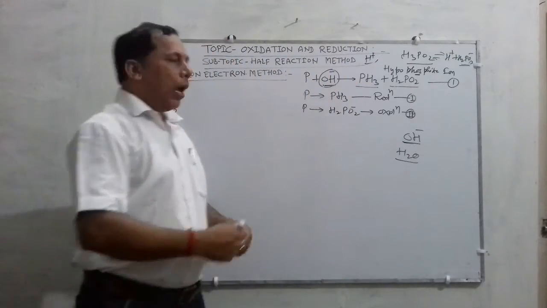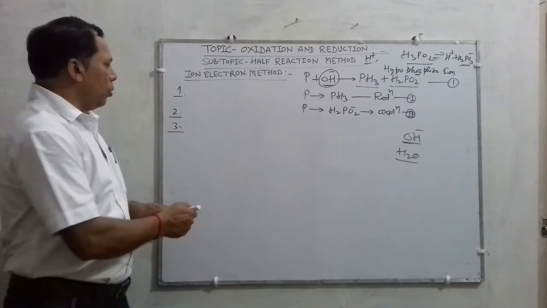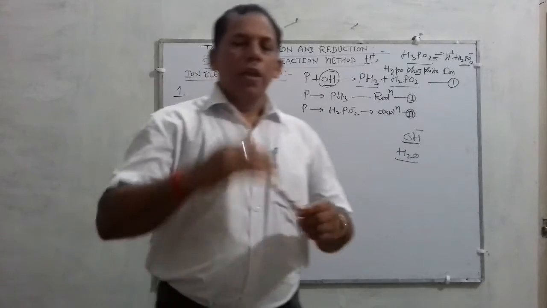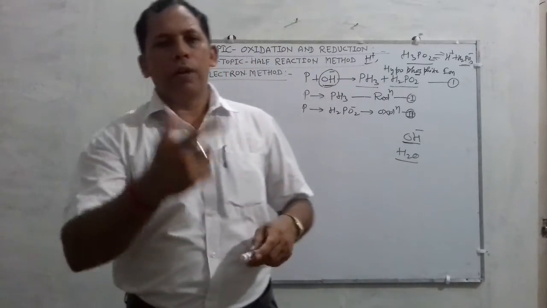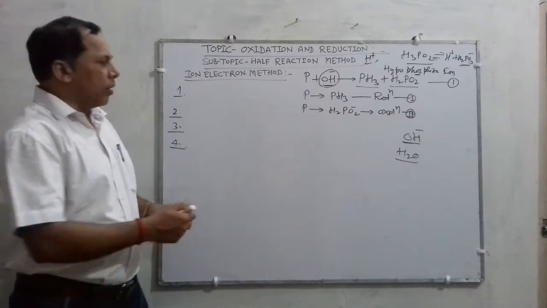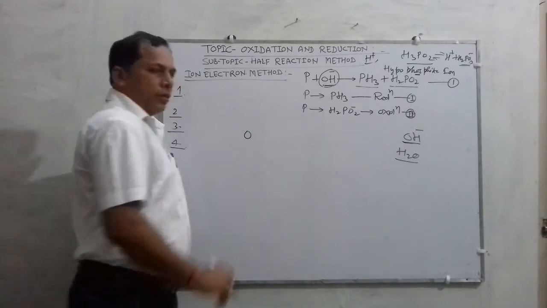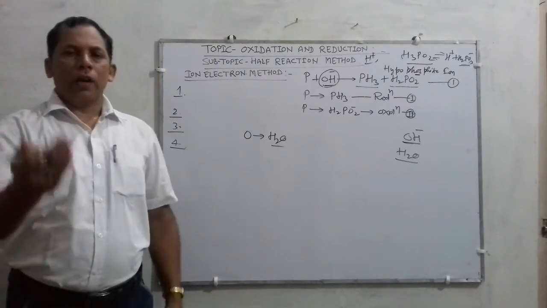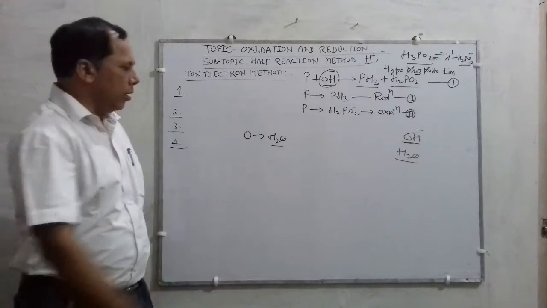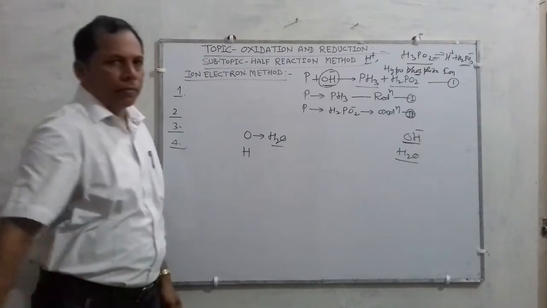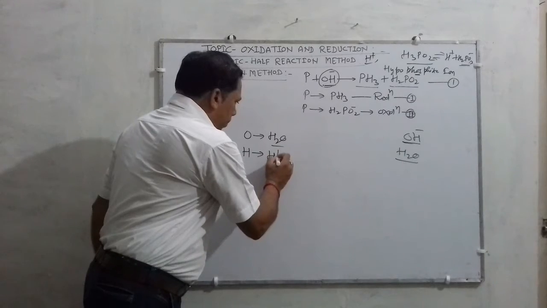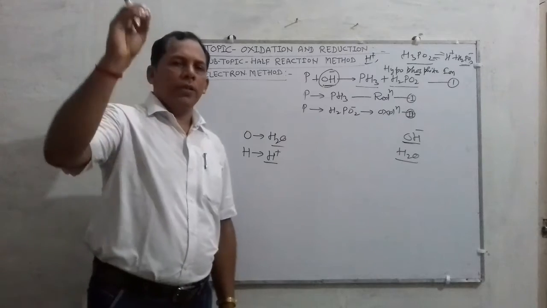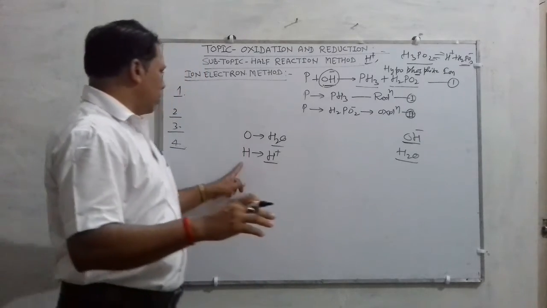Must remember. And I am reminding you, the fourth rule states that if the reaction is proceeding in an acidic or neutral medium, then for the balancing of oxygen atoms, H2O molecules are added where oxygen atoms are least. And for the balancing of hydrogen atoms, H plus ions are added where the number of hydrogen atoms is least. So this is the fourth rule.